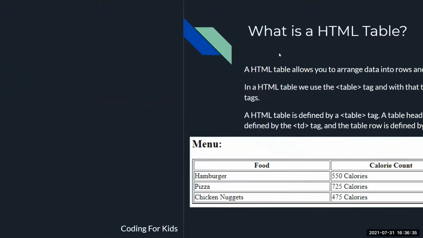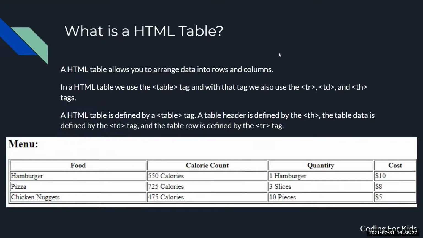So let's get started. So what is an HTML table? An HTML table allows you to arrange data into rows and columns. In an HTML table, we use the table tag, and we also use the tr tag, the td tag, and finally we use the th tag with the table tag. So in an HTML table, we define an HTML table using the table tag.